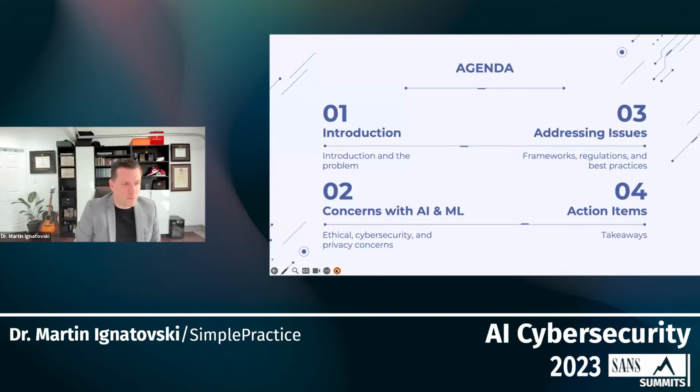We're going to really break it down into four main topics. The first one, we're going to talk a little bit about the introduction and really what the problem is. We're going to talk about the concerns that people have with AI and ML and their usage within a commercial or enterprise environment. How can we address some of those issues? And then finally, what are some of the action items or takeaways that we can take after this session so we can start doing immediately?